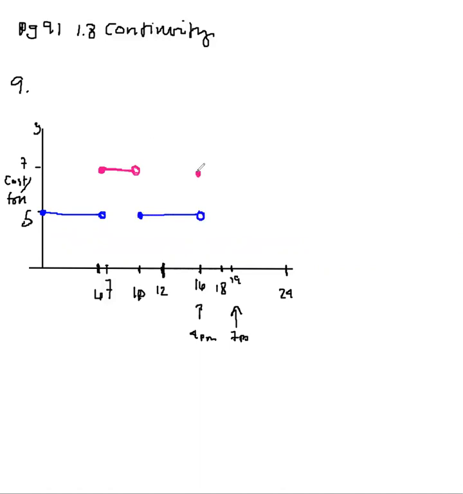And then back up to $7 at 7 p.m., and then from midnight onward, I'm going to end with a closed dot because I'm not creating something that's cyclic. I'm just looking at one 24-hour period. So this is what the graph is going to look like, and we can see pretty clearly where it's discontinuous, where there is a huge jump.